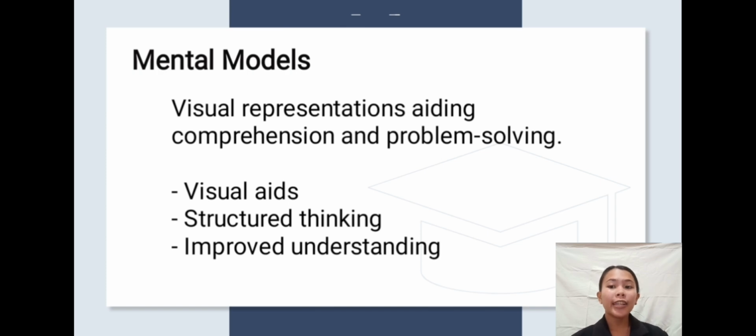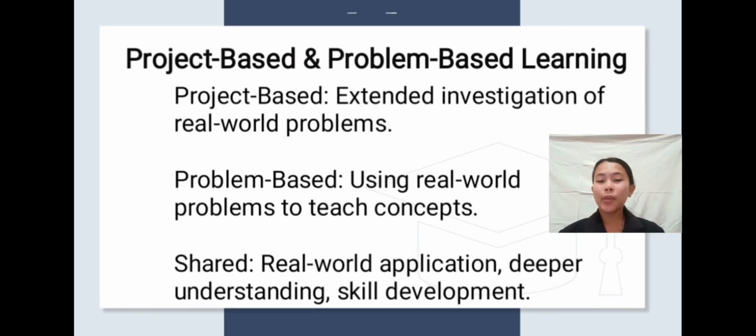So, here are the key features of mental models: visual aids, structured thinking, and improved understanding. Project-based and problem-based learning. Project-based: extended investigation of real-world problems. Problem-based: using real-world problems to teach concepts.